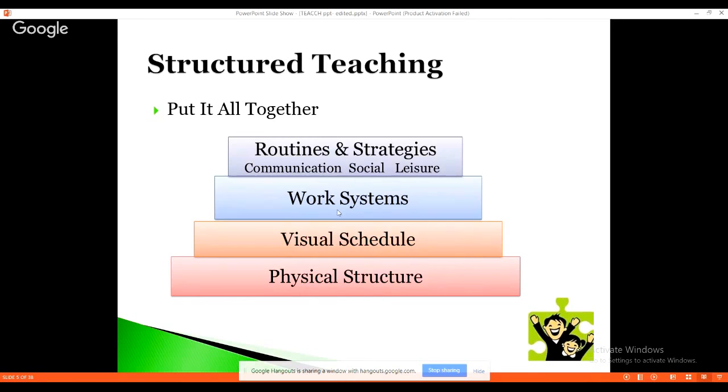Then we go to the work systems. Work systems are more about moving from left to right and moving from top to bottom. These are the various things that are used in TEACCH. So let's go back again. It says physical structure, visual schedule, and work systems. And then come routines and strategies, which means how to use all of those things in my day-to-day practice, in my day-to-day living with my children. Okay, then I go to the next slide.